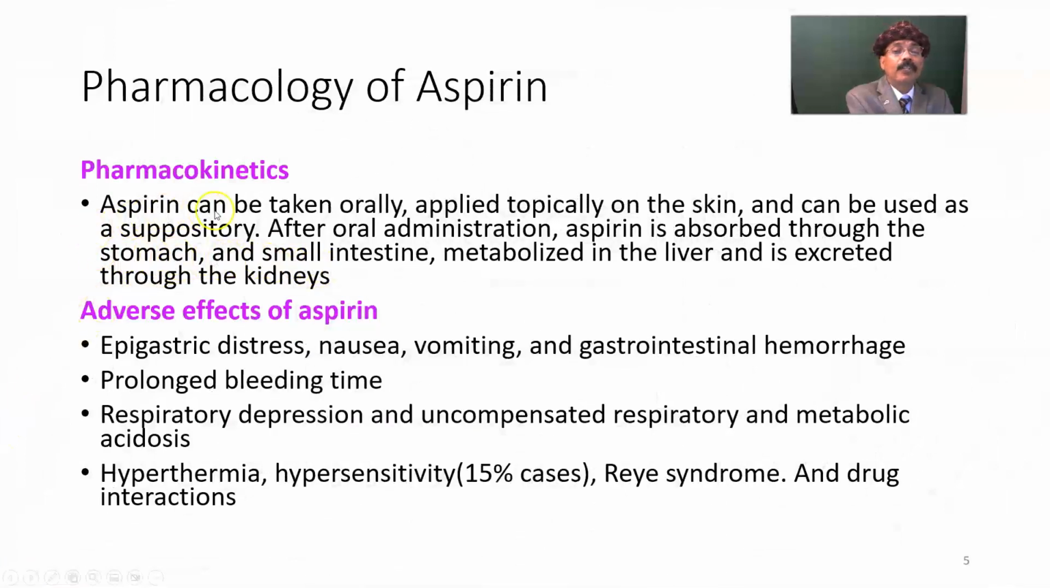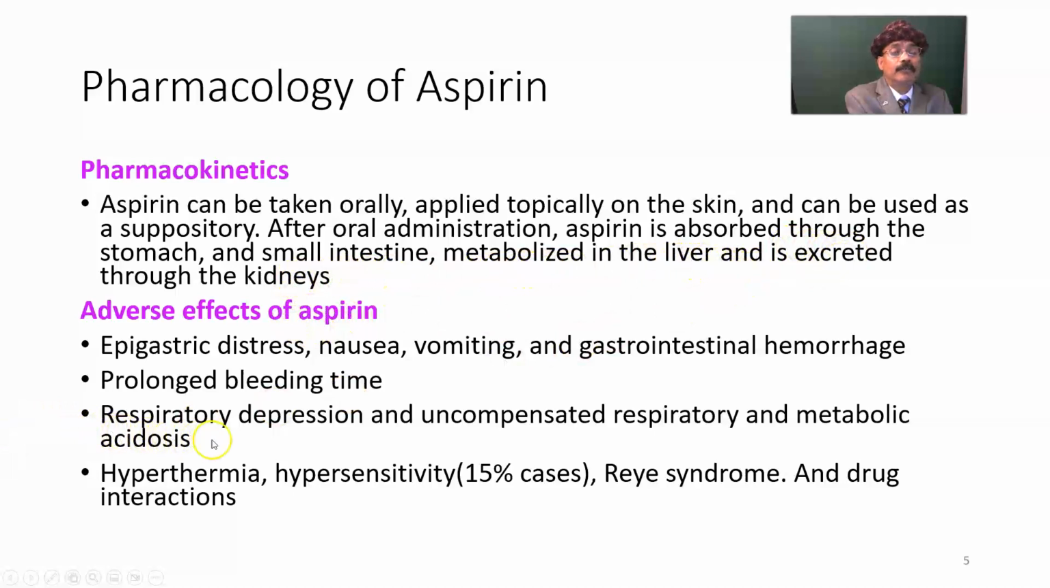Pharmacokinetics. Aspirin can be taken orally, applied topically on the skin, and can be used as a suppository in the rectum for those who cannot tolerate oral medication. After oral administration, aspirin is absorbed through the stomach and small intestine, metabolized in the liver, and excreted through the kidneys.